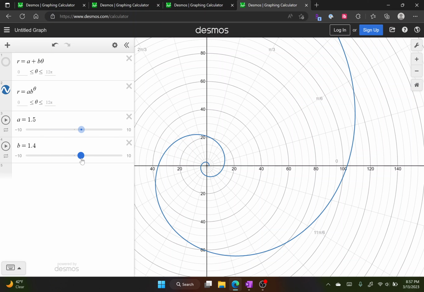So that is the basics of some of these polar equations.